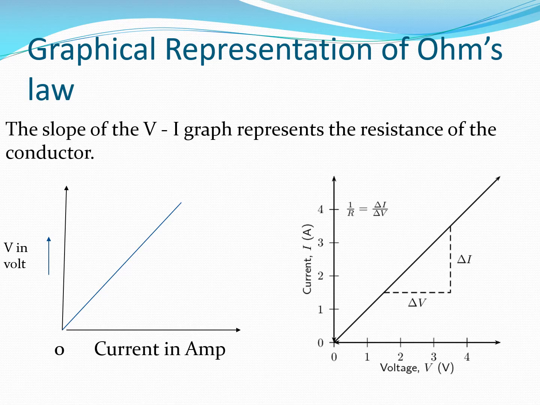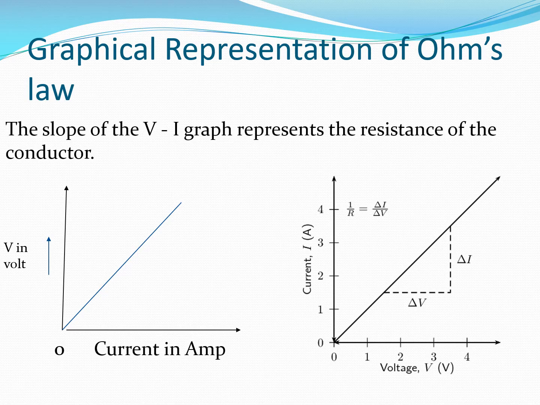Now the graphical representation of Ohm's law. If you plot VI, what is the meaning of V? Potential difference, voltage. And what is I? I is current. If you plot the VI graph, then you will get a graphical representation of Ohm's law. How do we draw the graph? We can plot voltage along the vertical axis, the y-axis, and current on the x-axis. You can also plot current along the y-axis and voltage along the x-axis.